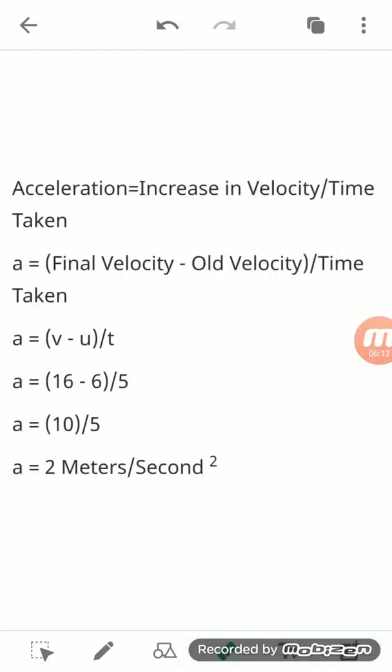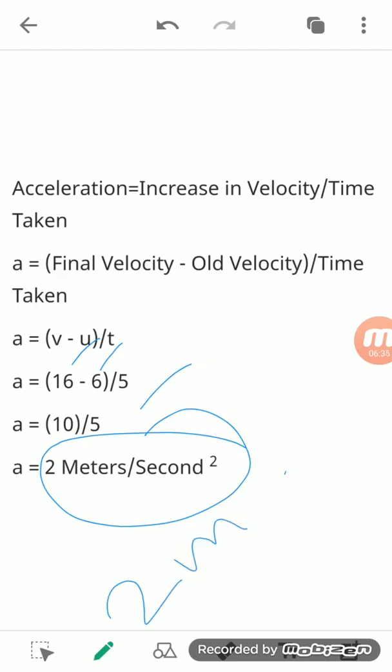Now it is very easy to find it. Simply we have to put the values in the formula, that is final velocity minus initial velocity, upon time taken. Here it is written 'old', it means the initial only. So when we put the values, the final velocity was 16, the initial velocity was 6, divided by the time taken, that is equal to 5. So this will give a value of 2 meter per second square.